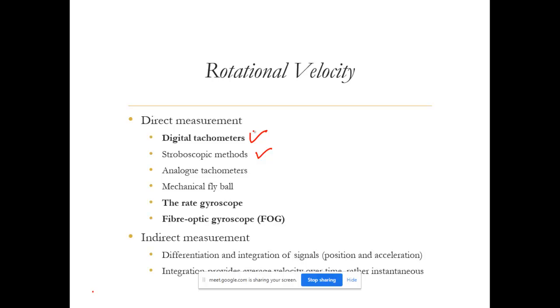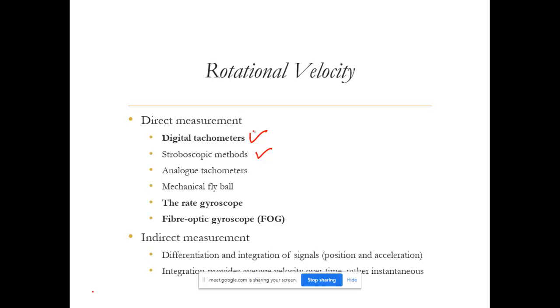Then we have mechanical fly balls. We have rate gyroscope that I'll be talking about. Then you have FOGs, fiber optic gyroscopes. These are the direct measurement techniques, and then we can again use in this case differentiation and integration of signals, that is position and acceleration.